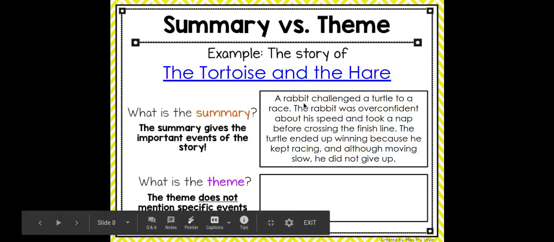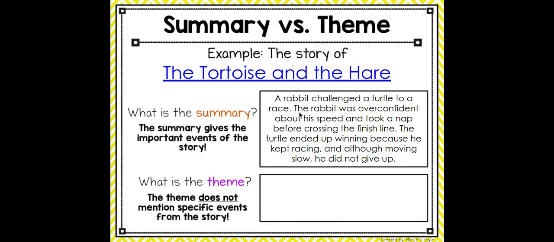So a summary of the tortoise and the hare is, a rabbit challenged a turtle to a race. The rabbit was overconfident about his speed and took a nap before crossing the finish line. The turtle ended up winning because he kept racing, and although moving slow, he did not give up.